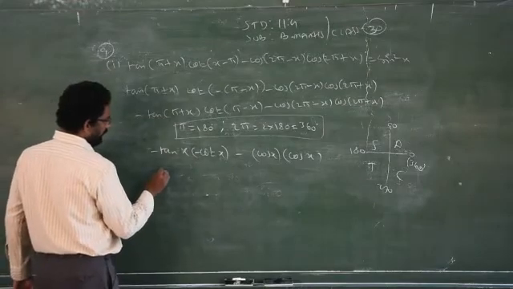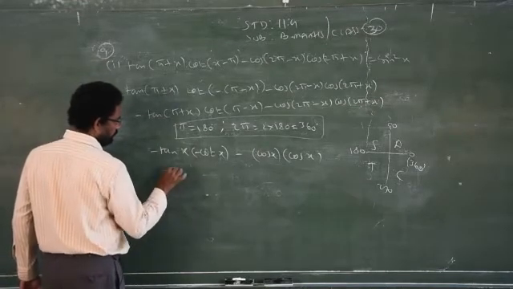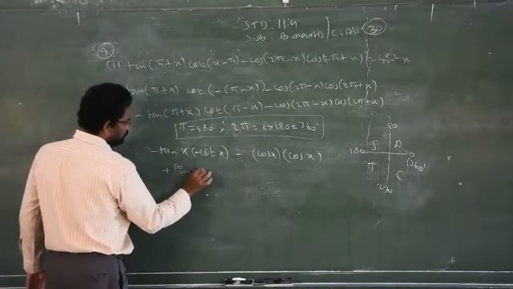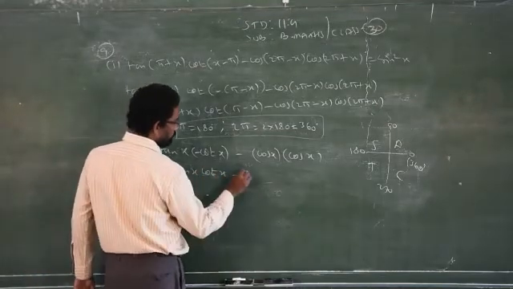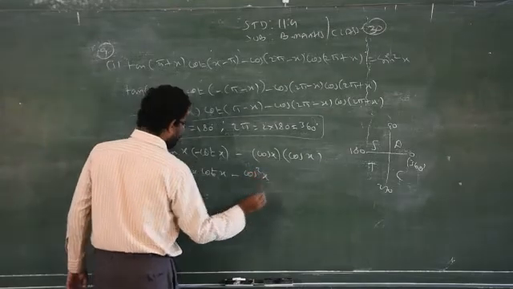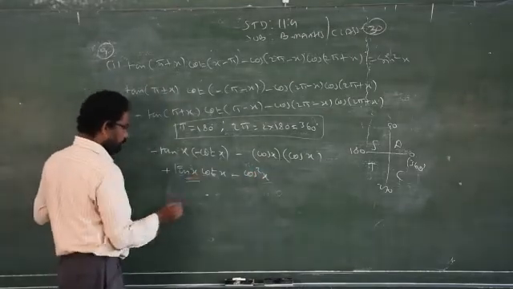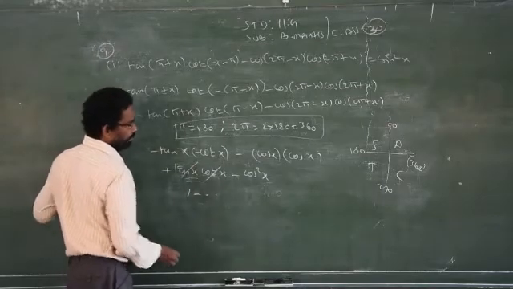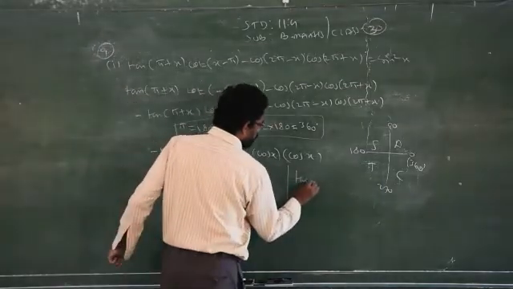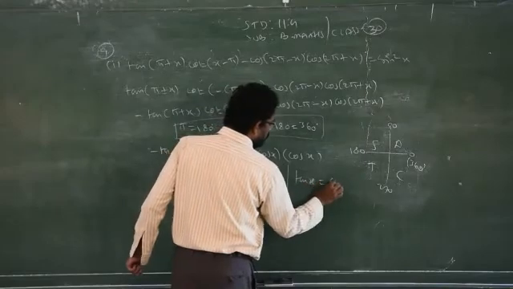Clear? So now minus into minus is plus: tan x cot x minus cos square x. These two are reciprocals of each other, so you can cancel straight away. What is the remainder? Because tan x is the reciprocal of what?